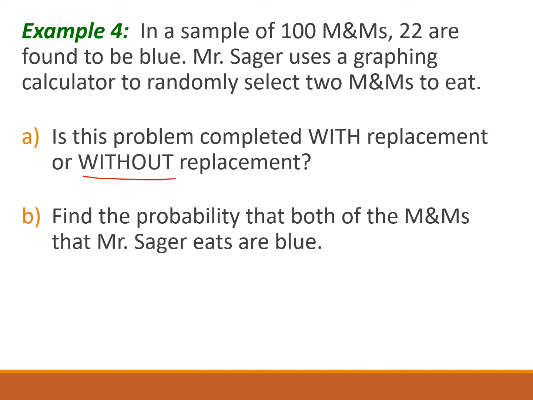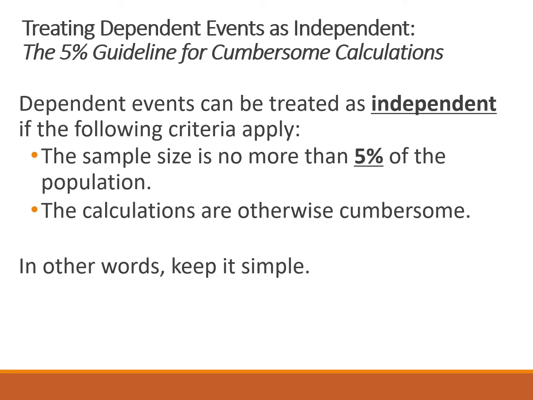Find the probability that both M&Ms that Mr. Sager eats are blue. So since we're doing this problem without replacement, these are dependent events. So to start, 22 out of 100 are blue. That's the probability that the first one will be blue. Once I pick that one, that's removed from the whole sample of M&Ms, and the probability that the next will be blue is now changing to 21 out of 99. Total probability 0.0467.